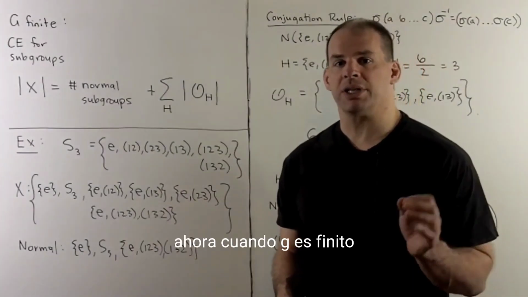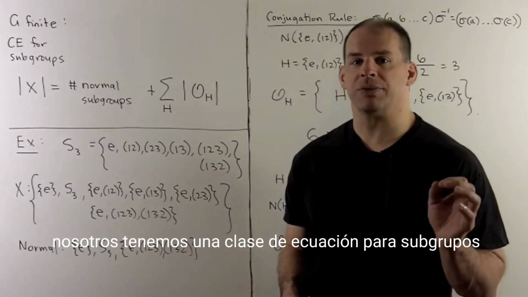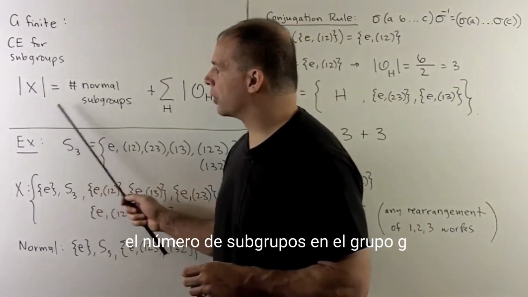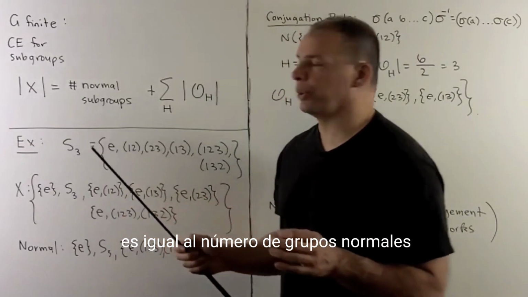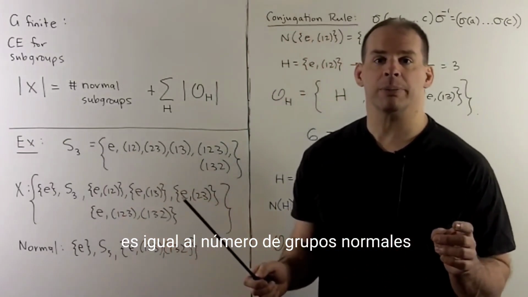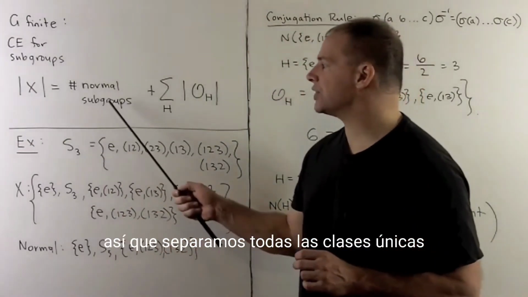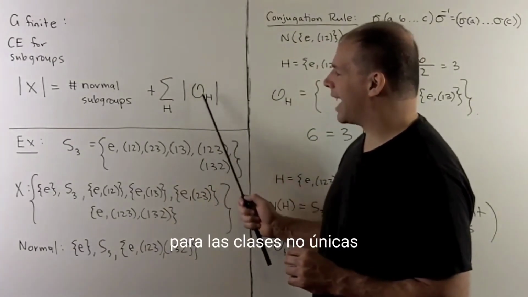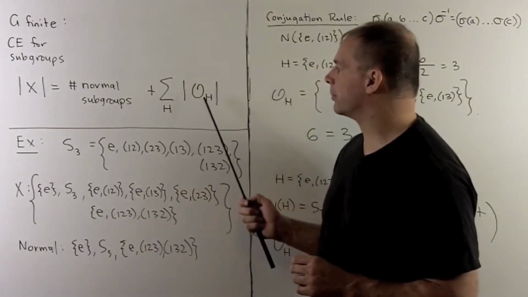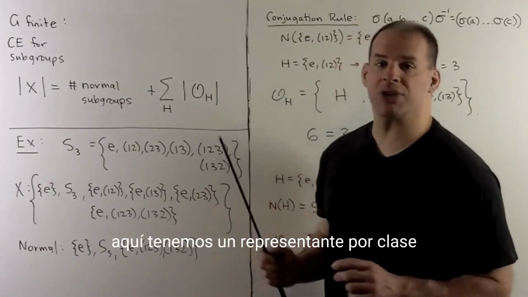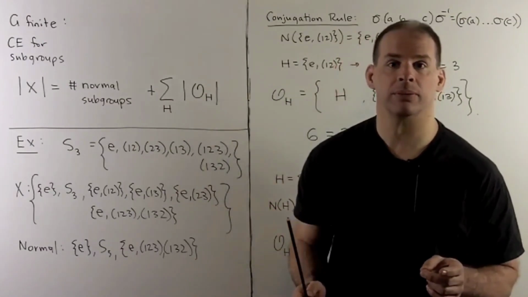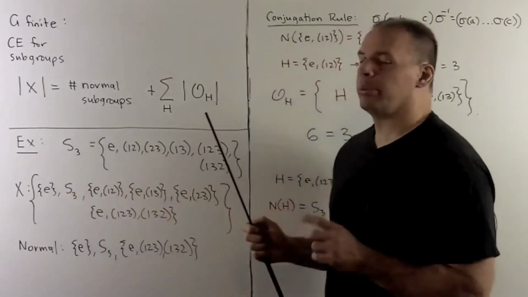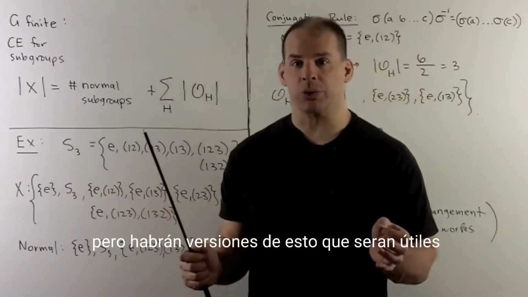Now, when G is finite, we have a class equation for subgroups. The number of subgroups in the group G is equal to the number of normal subgroups, so we split off all the singleton classes, plus the sum of the orders of the non-singleton classes. Here we have one representative per class. Now, as written, not very useful, but there'll be versions of this which will be useful.